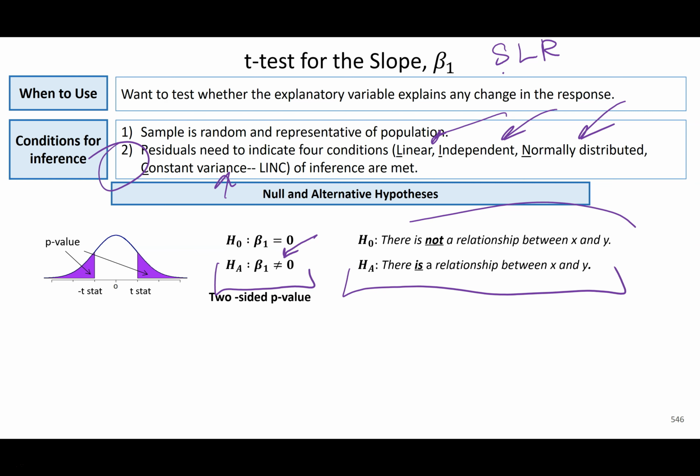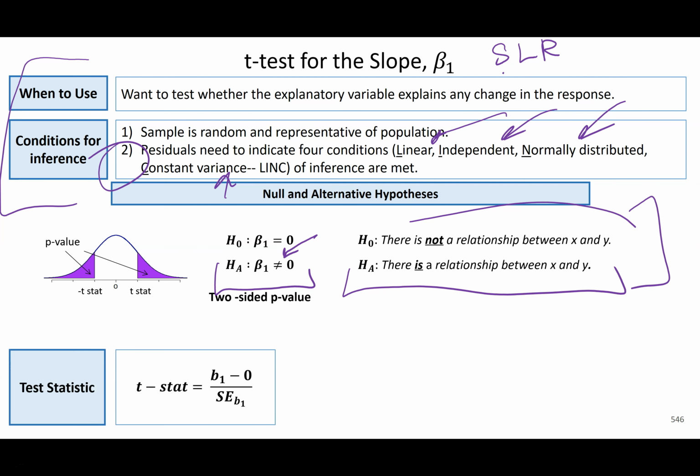So once you determined you want to go ahead and test the slope and you've made sure your conditions are met, you've written out your hypotheses, our test statistic is going to be a t statistic, which implies that we are going to be looking at a t-table or using R to find our p-value.